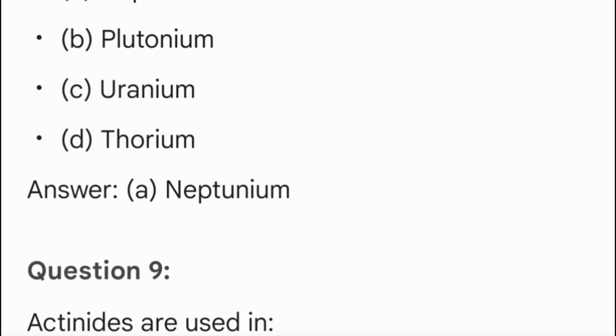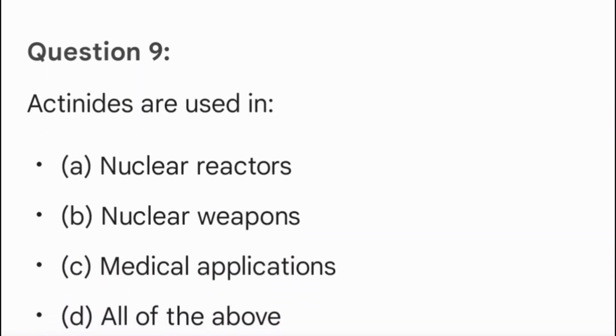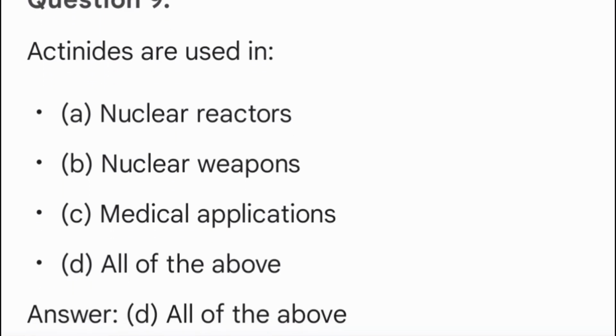Question 9. Actinides are used in A. Nuclear reactors, B. Nuclear weapons, C. Medical applications, D. All of the above. Answer D. All of the above.